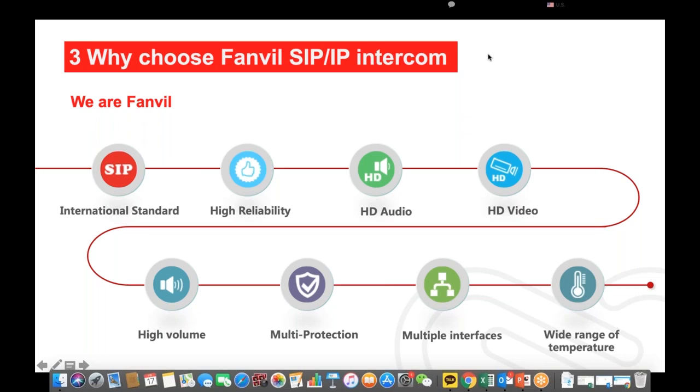Why do people use the Fanvil SIP IP intercom system? Yes, we use the global standard SIP IP protocol. Second, a high reliability system. For example, for our intercom system button, we do the reliability test over 50,000 times. Time to time, we do more tests for reliability. Yes, after we ship it out, you can forget about quality issues with our products. These are very qualified products.